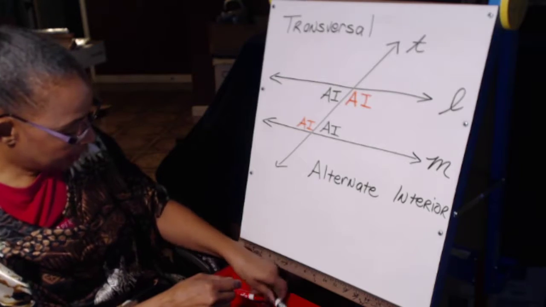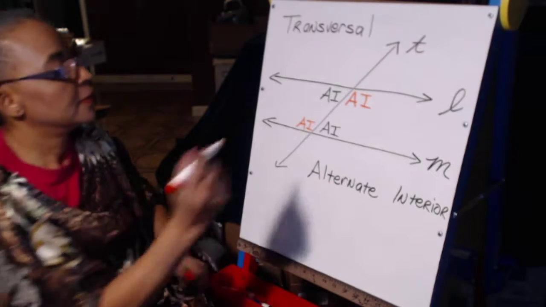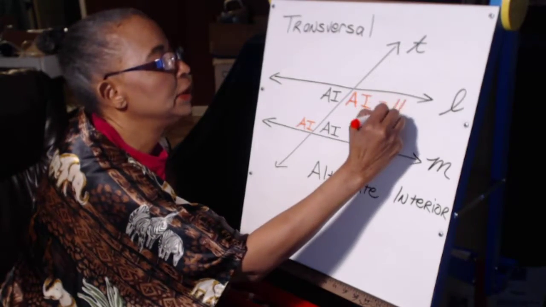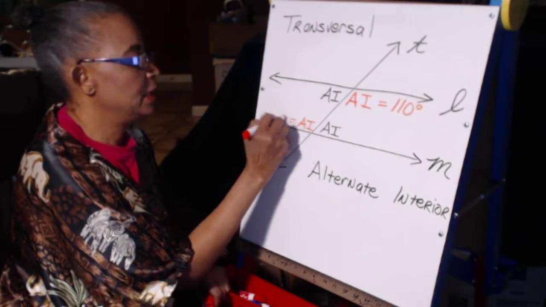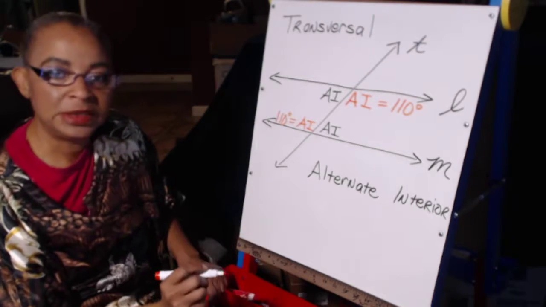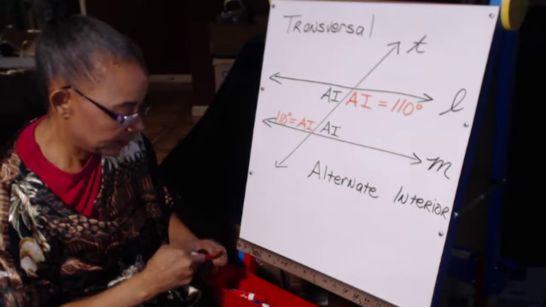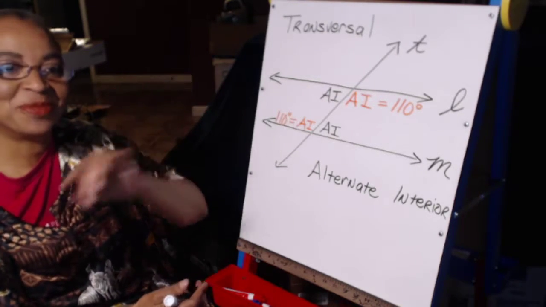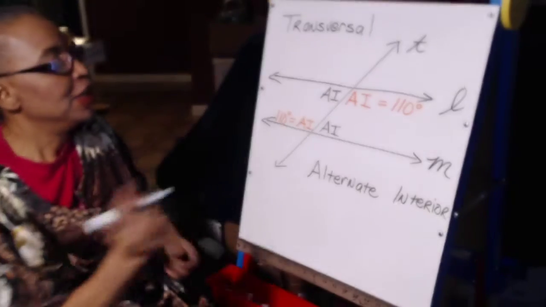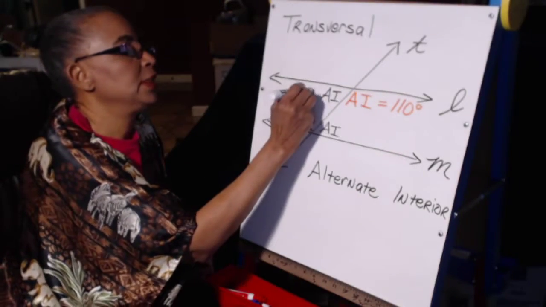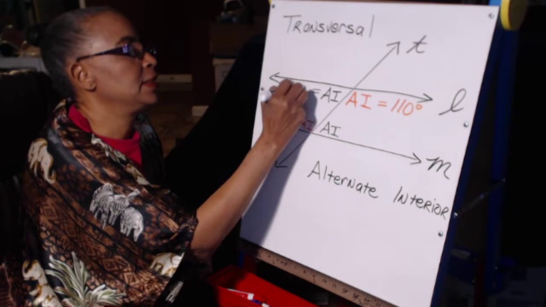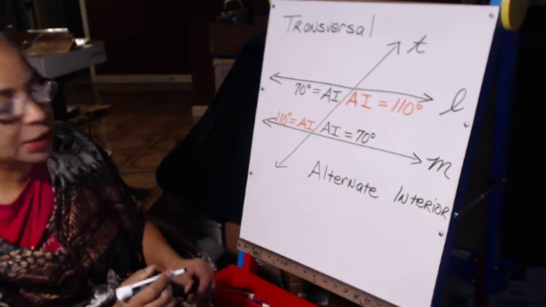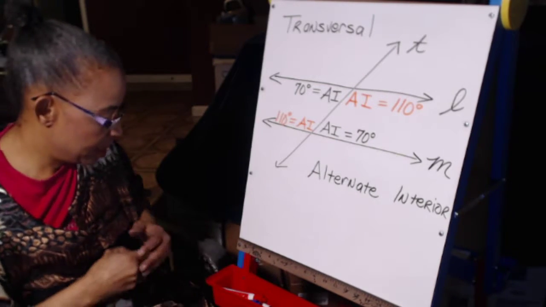So that says if this is, let's say, 110 degrees, then this is also 110 degrees. Now, how do we determine what this is? Aha, supplemental angle, exactly. So 180 minus 110 is 70. So if this is 70 degrees, this one is also 70 degrees. That's alternate interior angles.